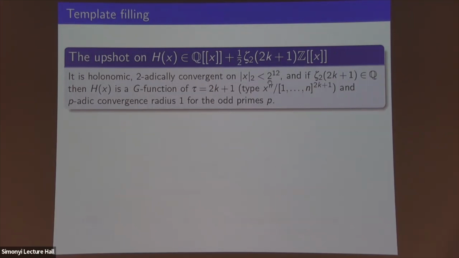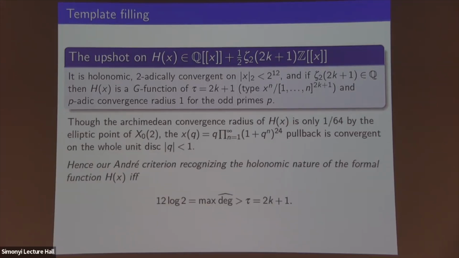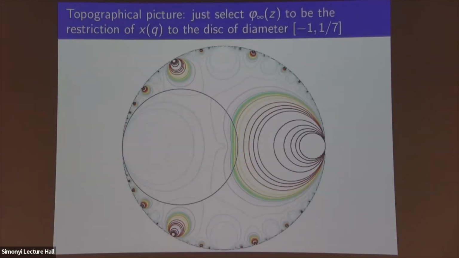And then under this absurd assumption that we have a rational constant here, h would be a G function. It has rational q-coefficients, tau will be 2k plus 1, type is this, archimedean convergence radius is 1, and finally, I end with just showing the choice that conflicts with our dimension estimate.